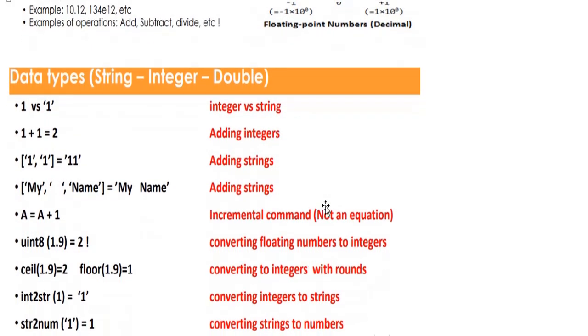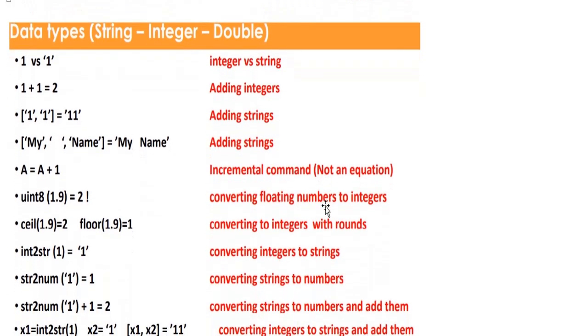Examples of operations which happen in the different data types. So 1 versus 1 in quotes is integer versus string. 1 plus 1 equals 2, because this is adding integers. 1 and 1 inside quotes is adding strings, which is the equivalent of concatenating strings. We can add names or words like this formula or syntax. So adding my name in this syntax will produce my name.